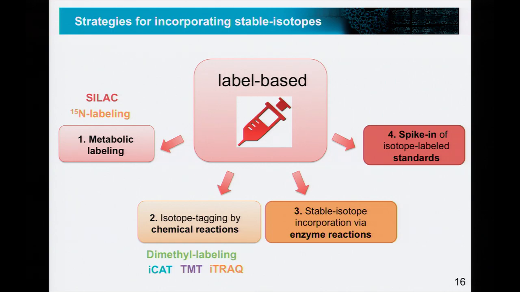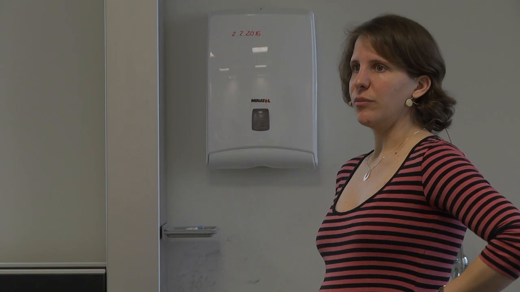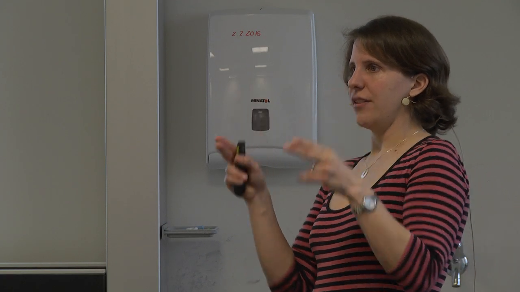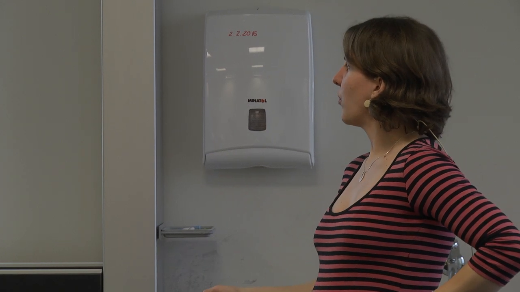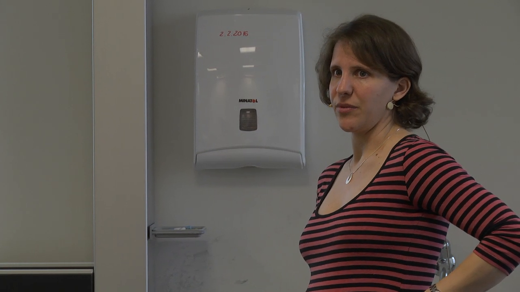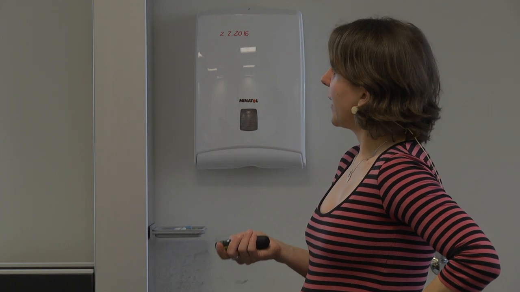Then we have a third way of introducing the isotope labels. This is, I think, the least favorable way or the least used way, by working with enzymes and by incorporating the isotope in an enzyme reaction. One example here is, for example, 18O labeling. So when you do your tryptic digestion in 18O labeled water, then all your digested peptides will carry at their C terminus 1 or 2 18O labeled atoms. That's also a way to introduce 18O.